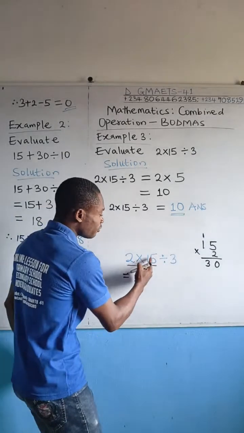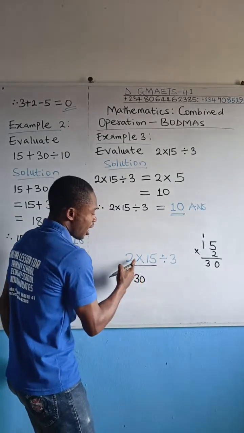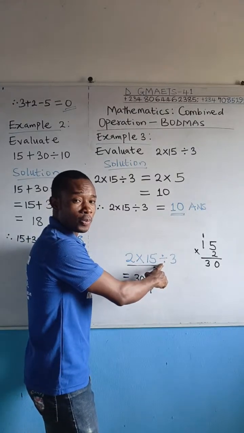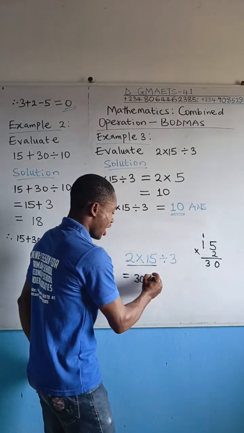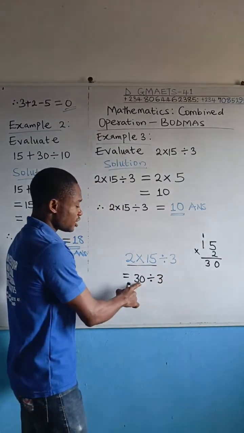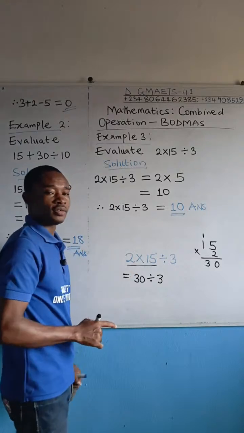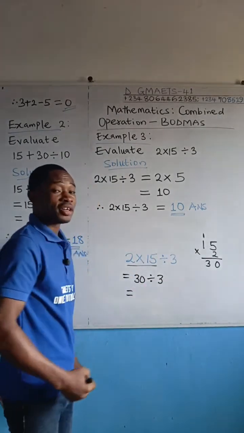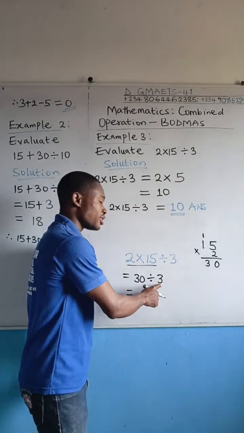So if 2 times 15 gives me 30, after this 2 times 15, which mathematical sign or operation are you seeing? Divide, and then what? 3. This 30 represents 2 times 15. So let us divide 30 by 3. To divide 30 by 3, remember, you need the 3 times table.